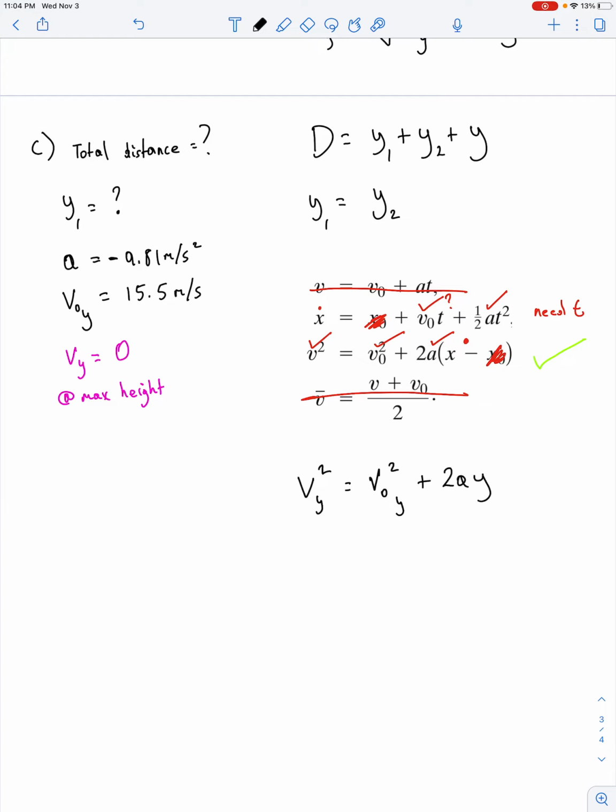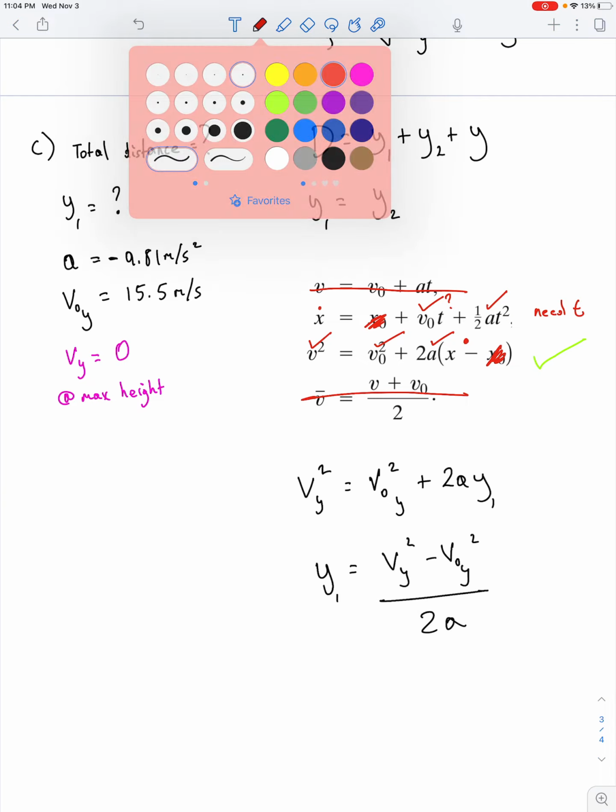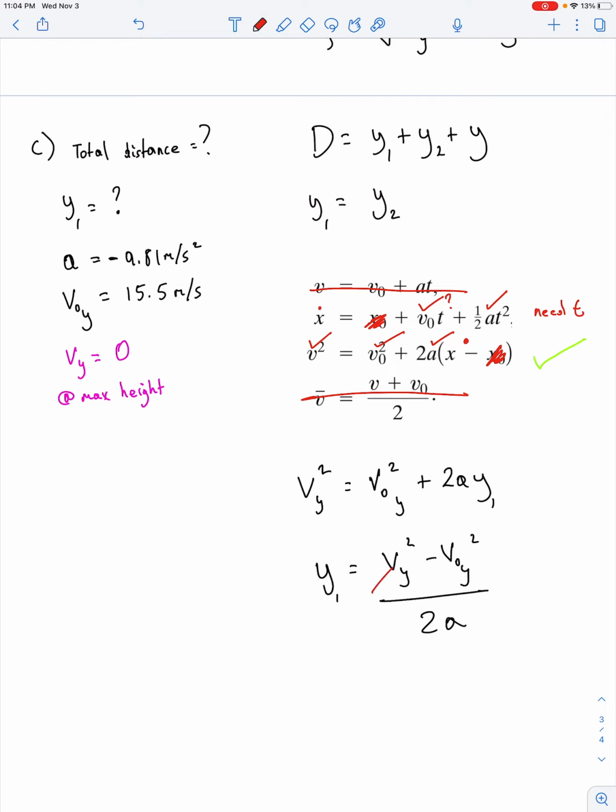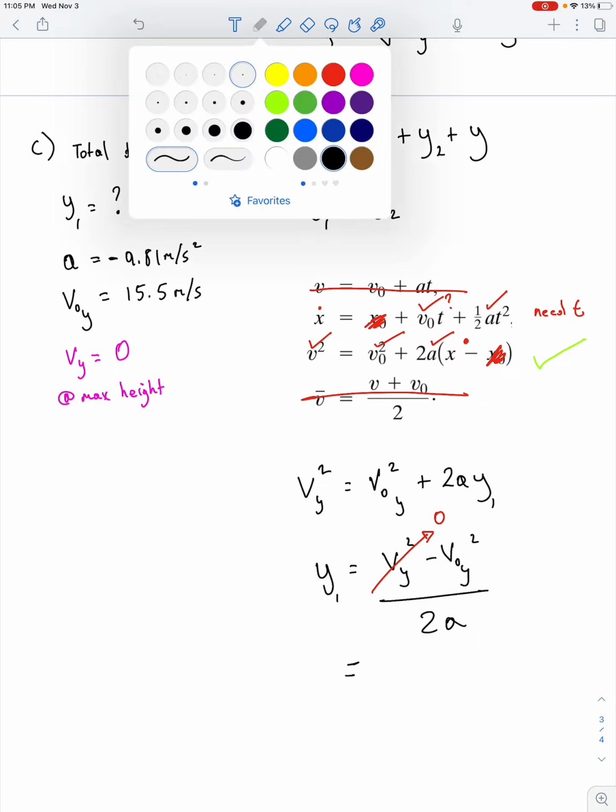And then I could shift this over. If you want, I could just solve for y1. Let's put y1 here. y1 should be equal to vy squared minus v0y squared all over 2a. And once again, please remember that this goes to 0. So you'll end up with that. And once you work it out, you'll end up with your answer. You could finish that out for yourselves. And that's it. Look at that. Let's put a check mark here.